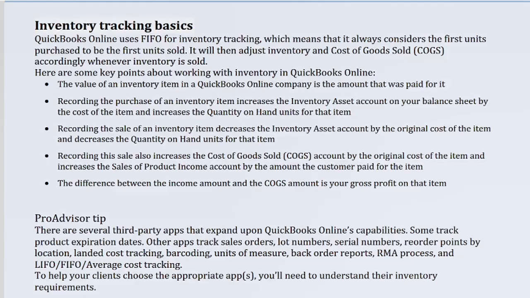Recording the sale of an inventory item decreases the inventory asset account by the original cost of the item and decreases the quantity on hand units for that item. Recording this sale also increases the cost of goods sold (COGS) account by the original cost of the item and increases the sales of product income account by the amount the customer paid for the item. The difference between the income amount and the COGS amount is your gross profit on that item.